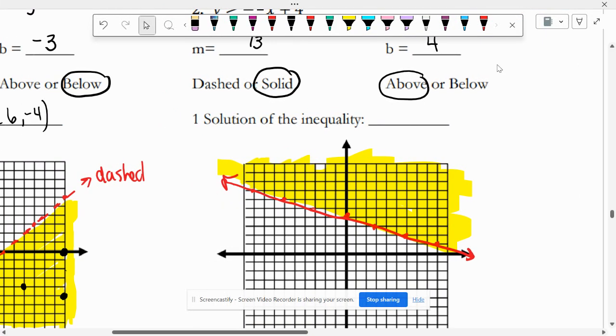So someone pick a solution for me. Someone tell me a solution to this system. The ordered pair 6, 7. Anybody else have something? 6, 9. Okay. Anybody else? 4, 6.